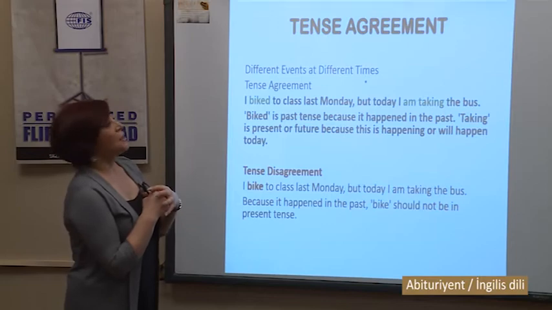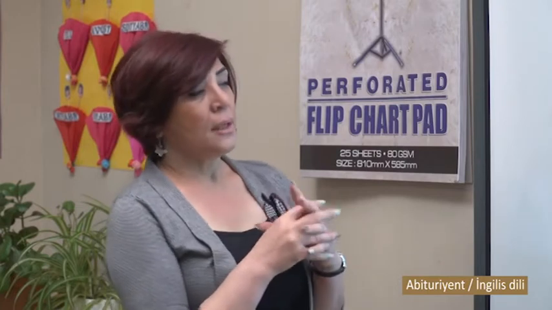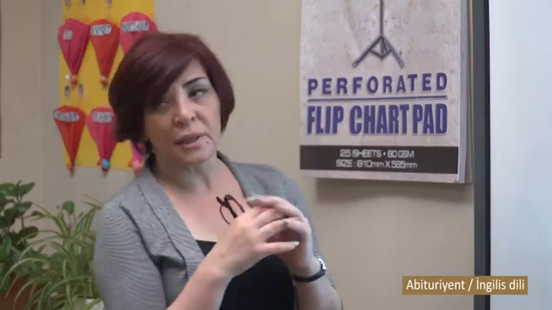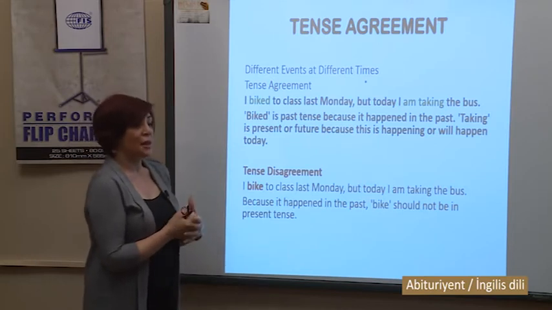Different events at different times. Now, let us see how tenses agree, or how to use the tenses. The first sentence is, I biked to class last Monday, but today I am taking the bus. Now, let us first of all identify the time for the first event and the tense for the second event. You see here last Monday. If it is last Monday, it is clear that we can't use this event in the present. It should be used in the past. So the first part is okay. We don't have any problem with the first part.